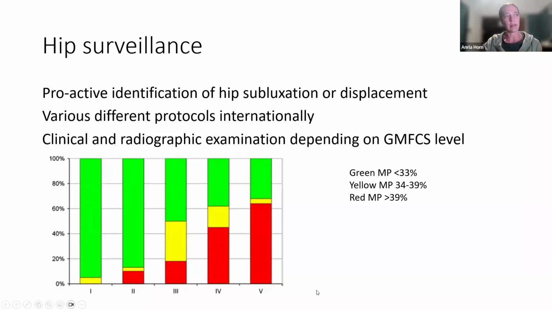And here, this graph just indicates the incidence of hip displacement according to the Reimer's migration percentage in the various GMFCS levels.